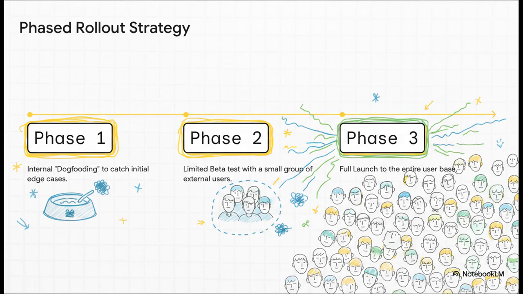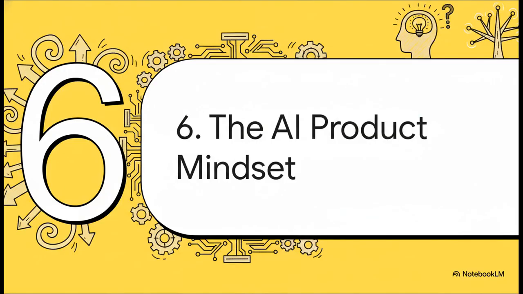You start with your own team, dogfooding it internally. Then you expand to a limited beta with a small, trusted group of users. And only then, after you've learned from them, do you go for a full launch. It's all about catching those weird edge cases before they affect everybody. So as we start to wrap this all up, what does this really add up to? Well, it's about a pretty fundamental shift in mindset for us as product managers.